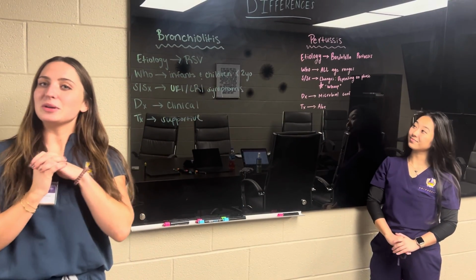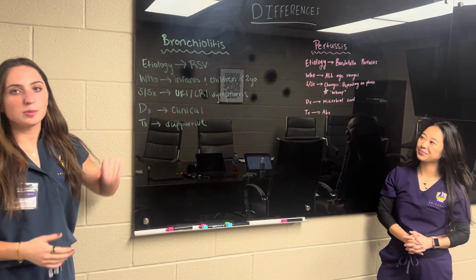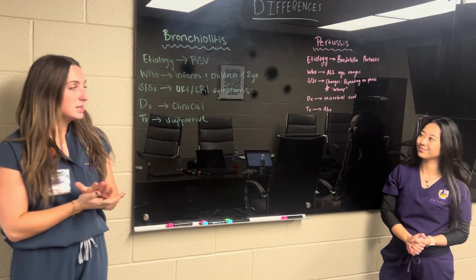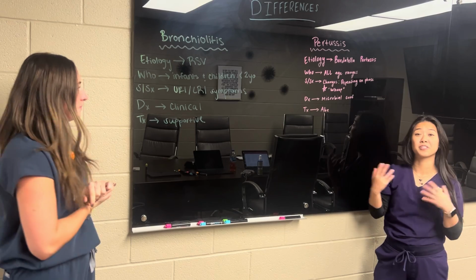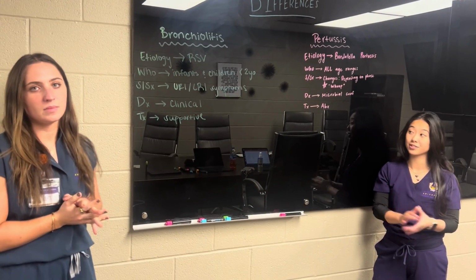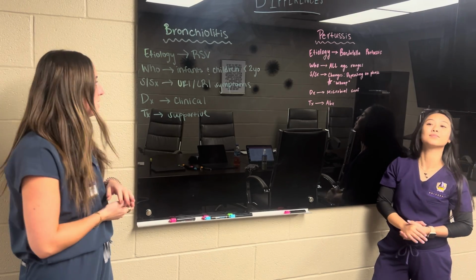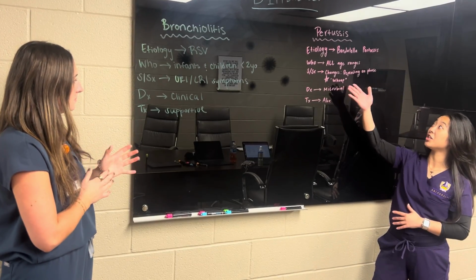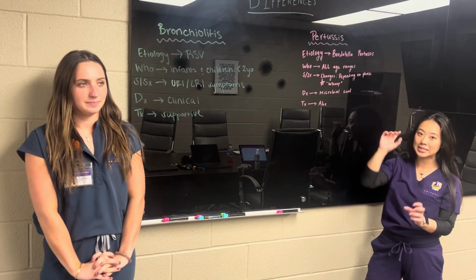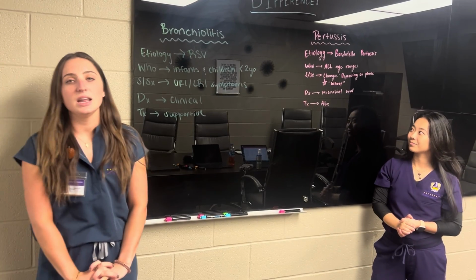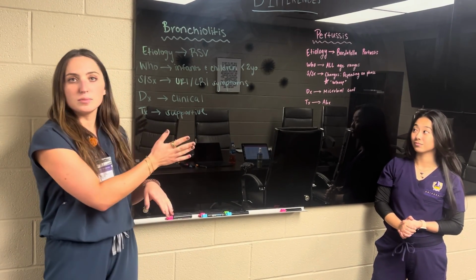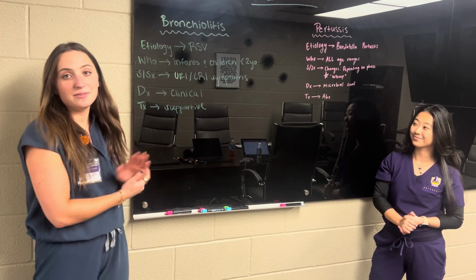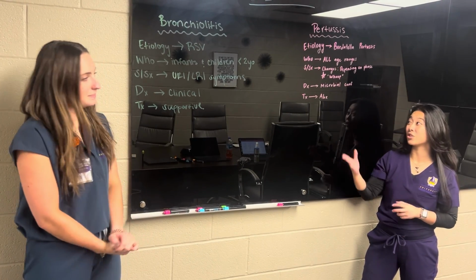Okay, so these are the differences between bronchiolitis and pertussis. So the etiology for bronchiolitis is RSV. For pertussis, the etiology is going to be Bordetella pertussis. And for bronchiolitis, this affects infants and children under the age of 2. For pertussis, it's going to be affecting all age ranges. And then for the signs and symptoms for bronchiolitis, it's going to be for the upper respiratory tract infection and the lower respiratory tract. While for pertussis, it's going to be changing once again depending on the phase, and the biggest thing is that you're going to hear that whoop. And then for bronchiolitis, the diagnosis is based off clinical observation. For diagnosis for pertussis, it's going to be microbial confirmation. And then the treatment for bronchiolitis is just supportive care. While for pertussis, treatment is going to be antibiotic.